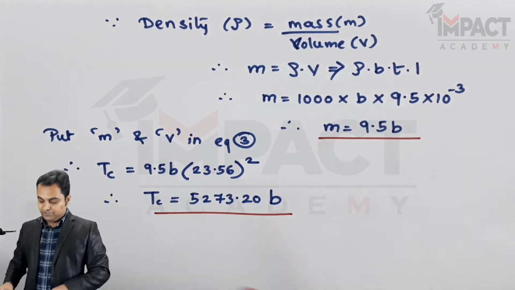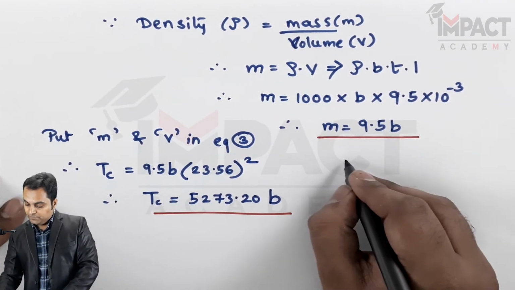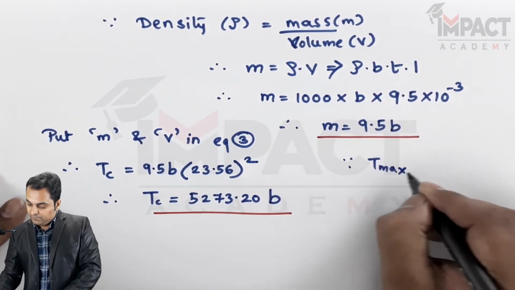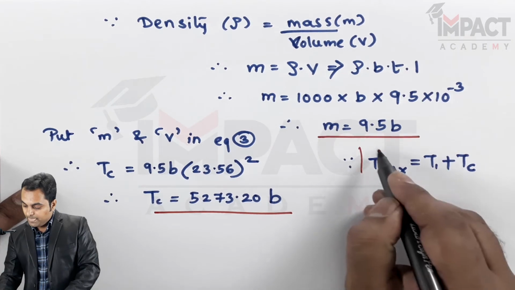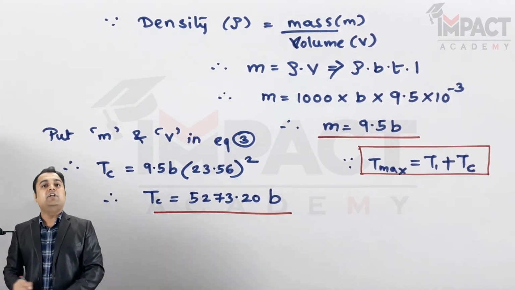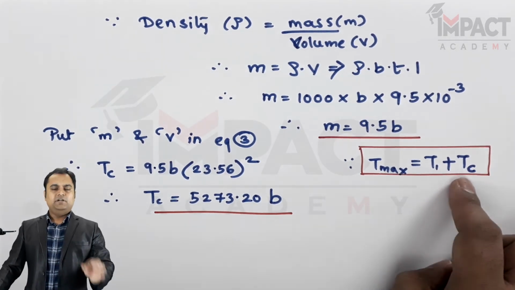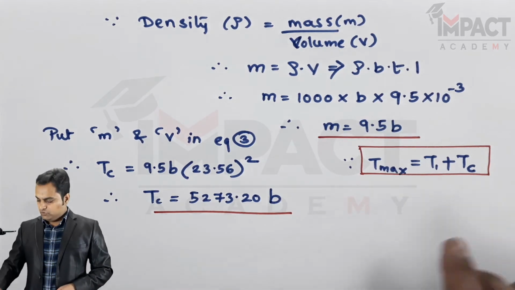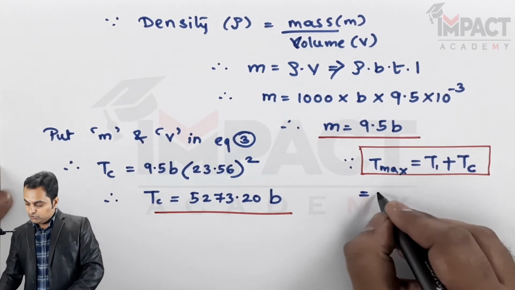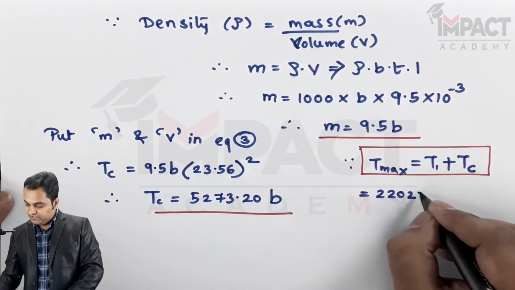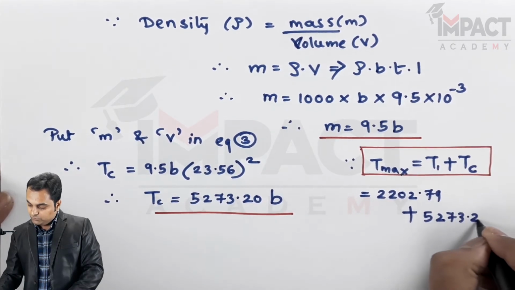Now, after getting the centrifugal tension, we have to find the maximum tension, and that maximum tension becomes tension in tight side plus the centrifugal tension. And if suppose in the problem they would have given that we have to neglect the centrifugal tension, then TC value would have been 0. But here since they have said we have to consider TC, so we have to put the value here, and T1 came out to be 2202.79, and TC value is 5273.20 times B.